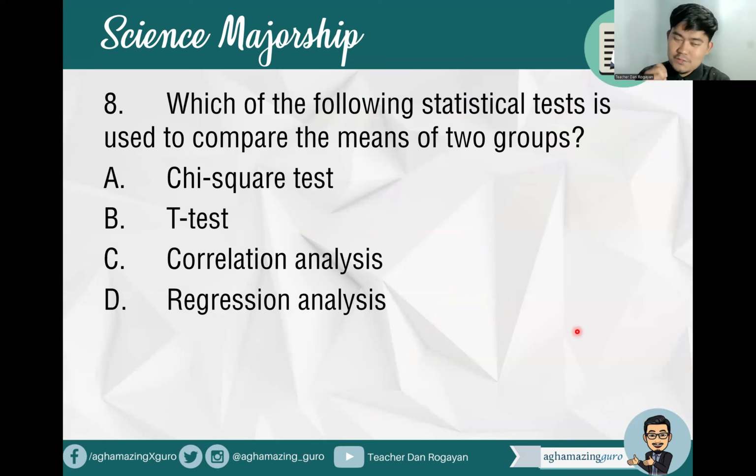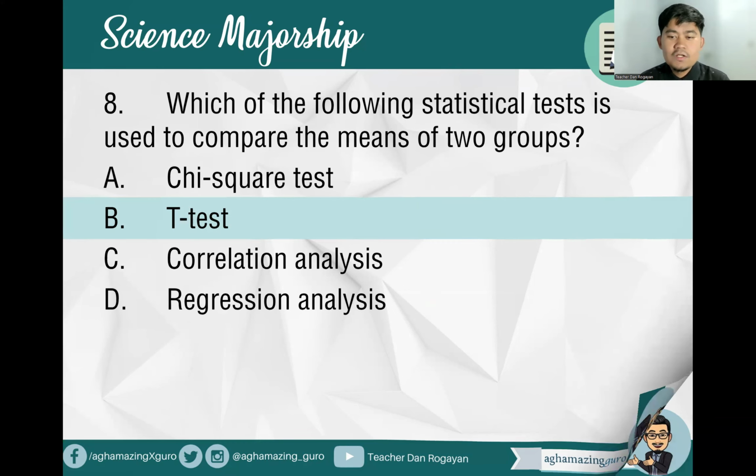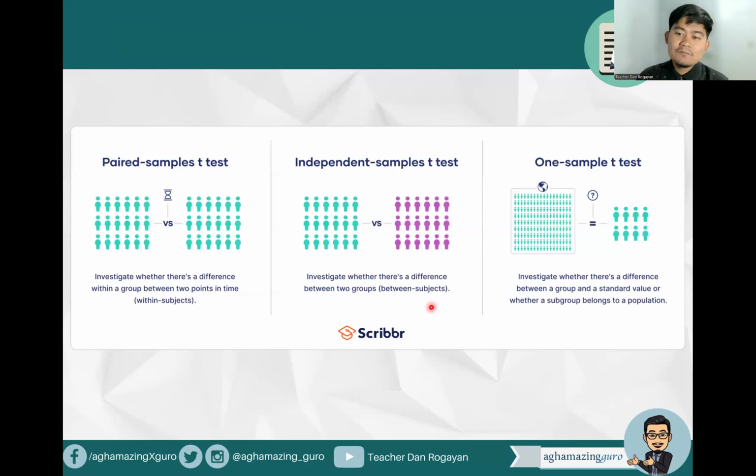Okay? So next, number 8, which of the following statistical tests is used to compare the means of two groups? A chi-square test, B t-test, C correlation analysis, or letter D regression analysis. Okay? So when we compare two groups, we're using a statistical test called t-test, right? So that is for two groups. For t-test, we have three types: the paired samples t-test, the independent samples t-test, and the one sample t-test.